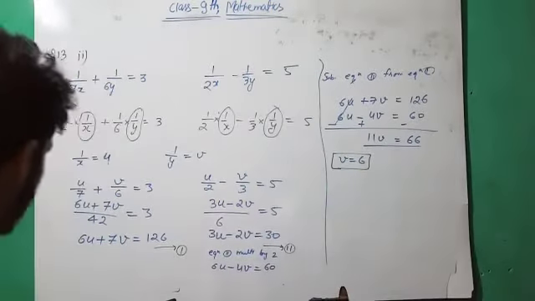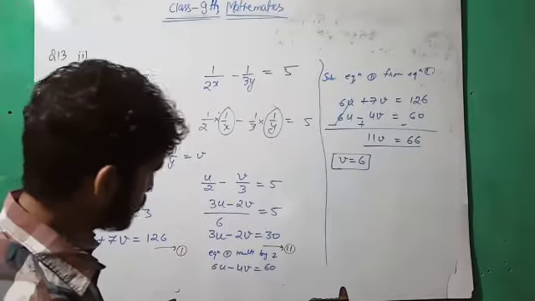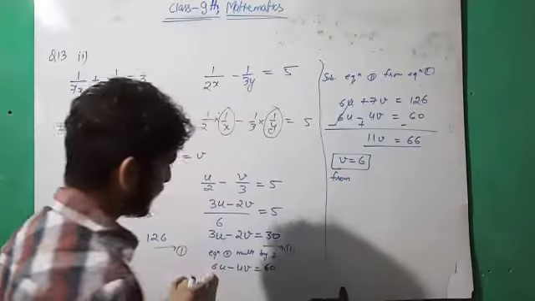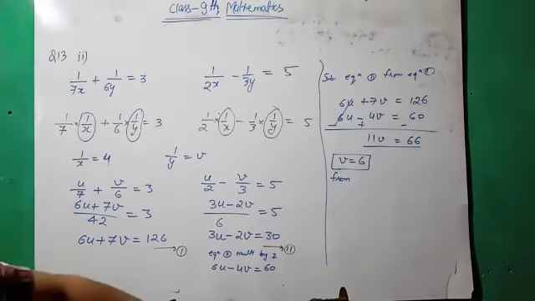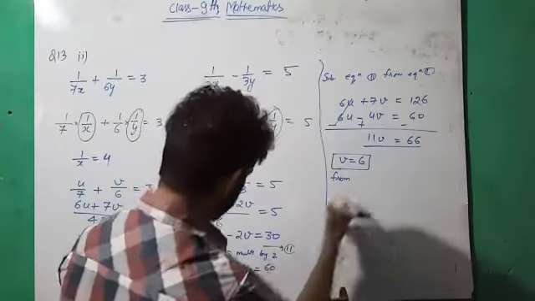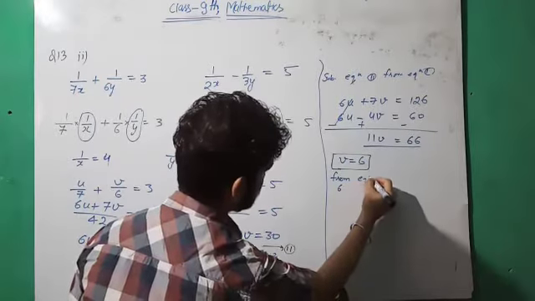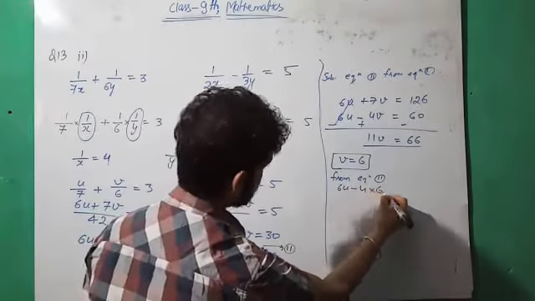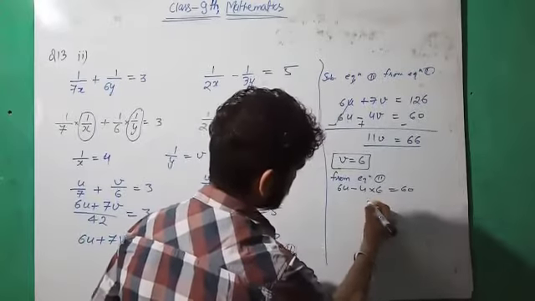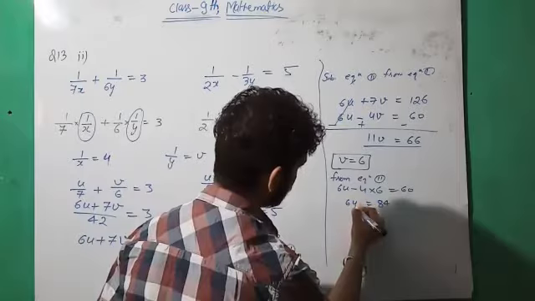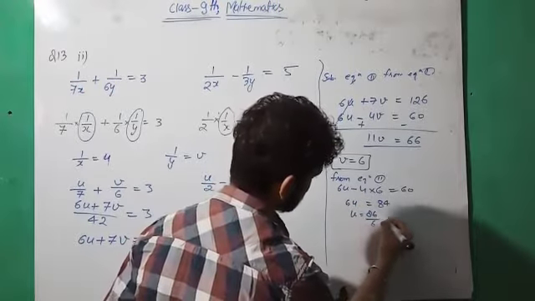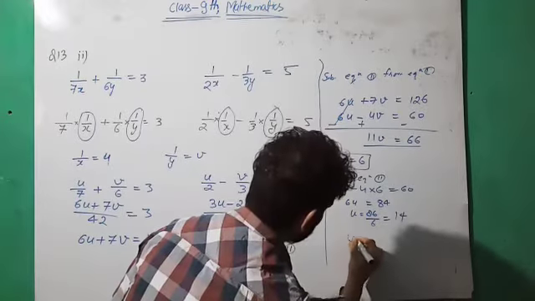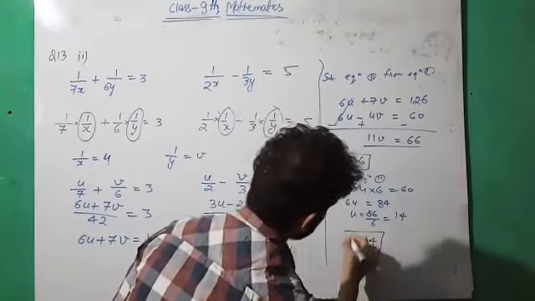This is not the complete solution. Now we have to find the value of u. So how can we find it? You have to put the value of v in either the first or the second equation. From equation second, 6u minus 4 into v, v is 6, equal to 60. So 60 plus 24, 84, equal to 6u, and u equals 84 upon 6. So the answer is 14. Now we have u equal to 14. Both values are here.